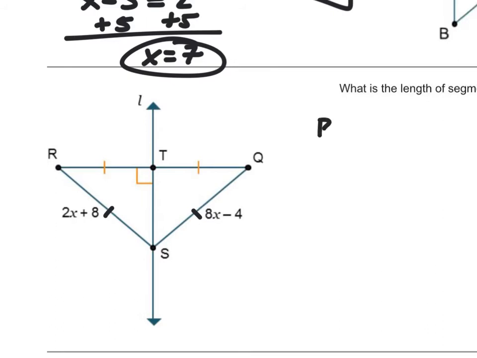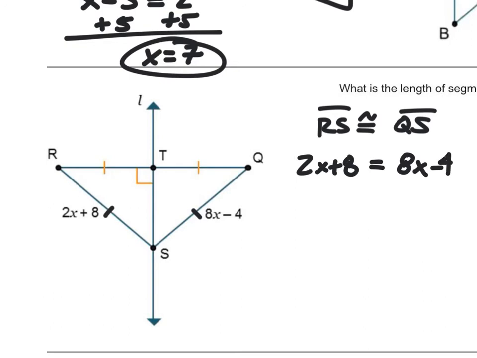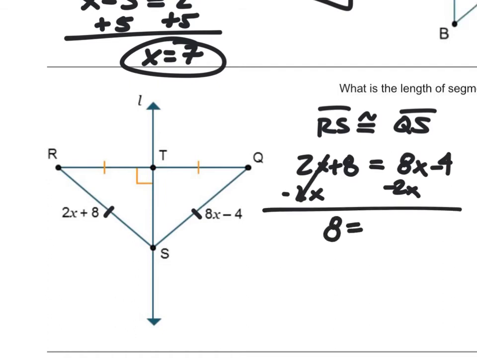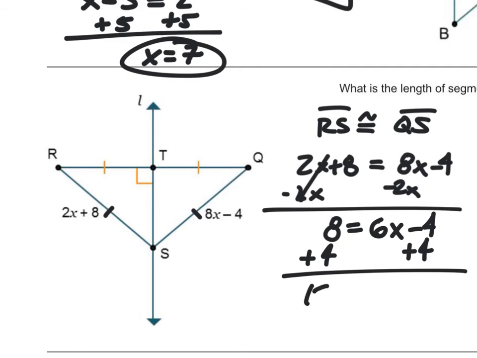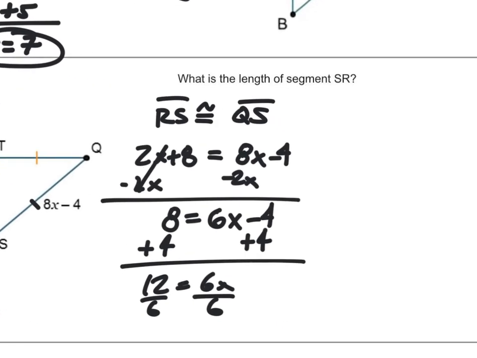All right, so if I come over here and say that RS is congruent to QS, I can set up an equation and solve these for x. And so I get that RS is 2x plus 8, and I'm going to set that equal to QS, which is 8x minus 4. I'm going to solve this for x. I'm going to subtract 2x from both sides, and that goes away. I get 8 is equal to 6x minus 4. Then I'm going to add 4 to both sides, and that gives me 12 is equal to 6x. I'm going to divide by 6, and then I get that x is equal to 2.